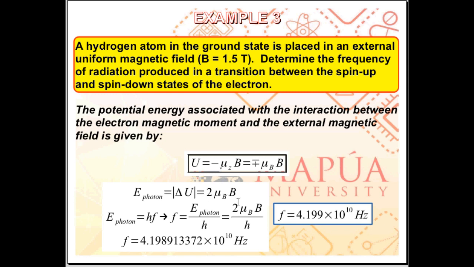Therefore, this difference in energy will be the energy of the photon released. Now, photon energy, you will recall, is just equal to h f. Knowing the equation for E photon, we can isolate f and calculate the frequency of the emitted photon to be 4.199 times 10 to the 10 hertz.